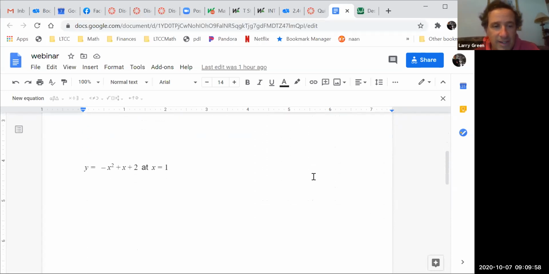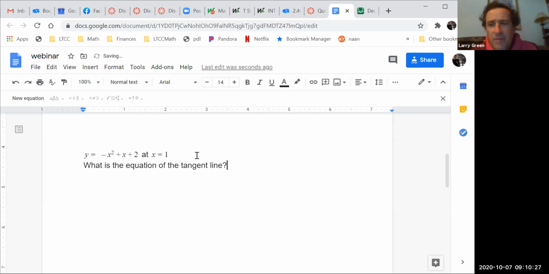So I have an example here. If you have y equals -x² plus x plus 2, good old parabola, and we want to focus at x equals 1. So the first thing is, and I'm hoping you can all do this, what is the equation of the tangent line? I'm going to give you a minute or two. I want you to try this, because this is very important that you know how to do this, and then I'll do it too, but I want to give you a shot at giving it a shot.